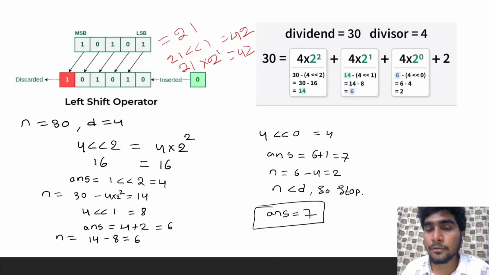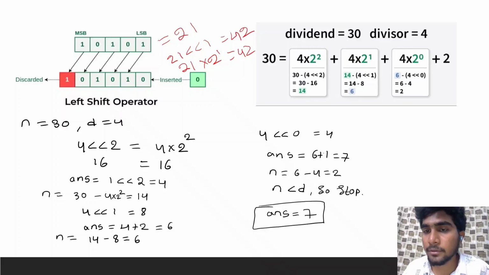If 4 into 2 cube, 4 left shift 3, then the value is 32. 32 is greater than 30, so here we must take less than 30. So 30 minus 16, remaining part is 14, and our count is 1 left shift 2.